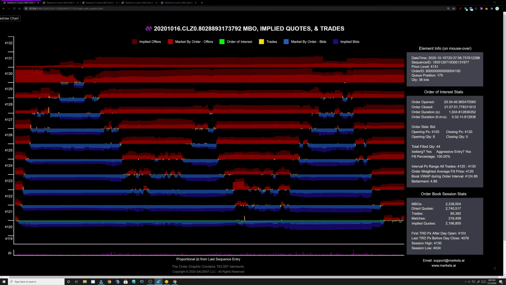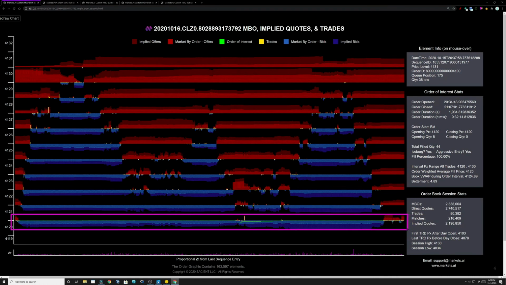This is powerful stuff. This is the ability to tune your order performance in a way that's never been done before, as far as I know.